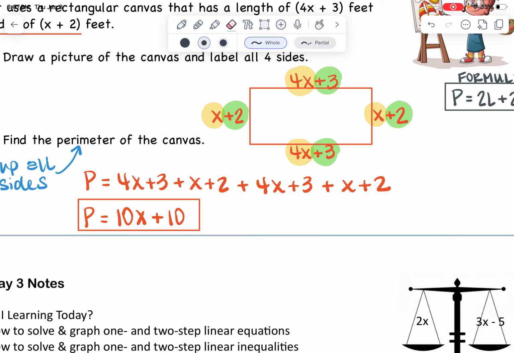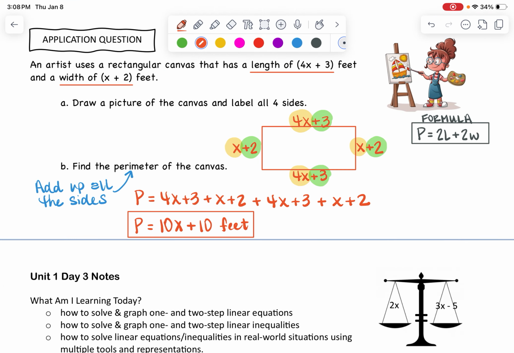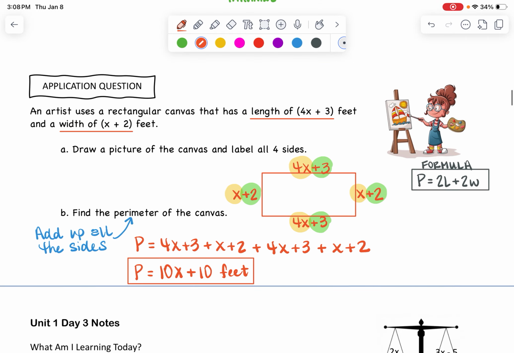And if you want to get even more fancy, I am going to write feet on the end, since that's the unit of measure that they're using. Right, so this canvas is 10x plus 10 feet. Now that's not super helpful because I don't know what x equals, but we'll get to that eventually. Okay, so today we're just going to practice adding up all the sides. Okay. All right, there you have it.